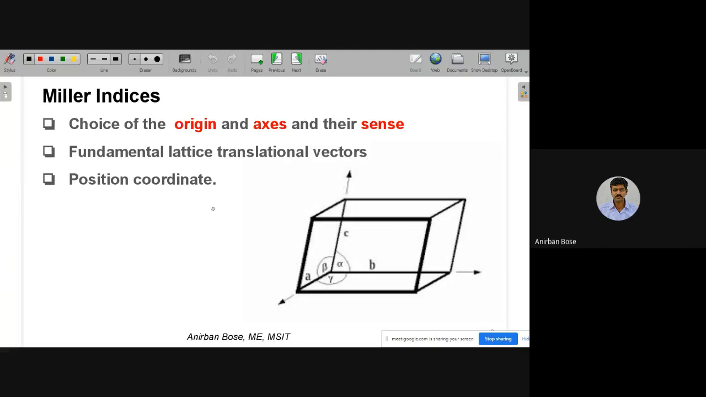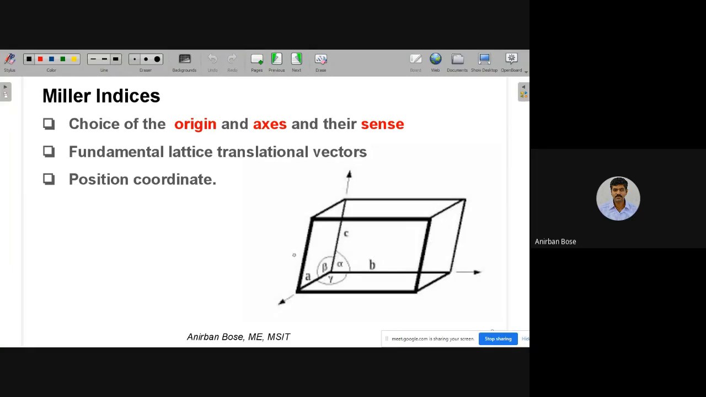So, choice of origin. Here you can see this is a particular unit cell. The first thing you have to remember is that the axes may not be perpendicular to each other all the time. You have seen in different kinds of previous lattice structures, the previous unit cells, that the cubic crystal class is a special kind of crystal class. All the crystal classes are not cubic or orthogonal in nature. There may be different angles included between the axes. So this is the first thing.